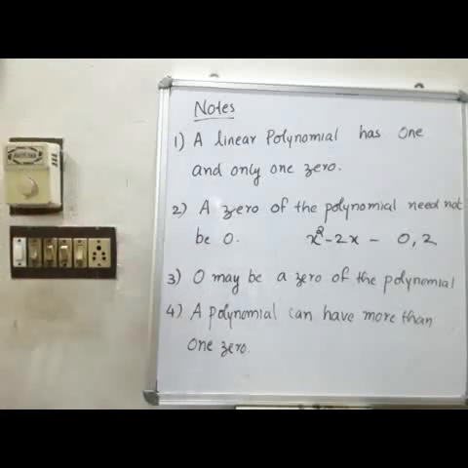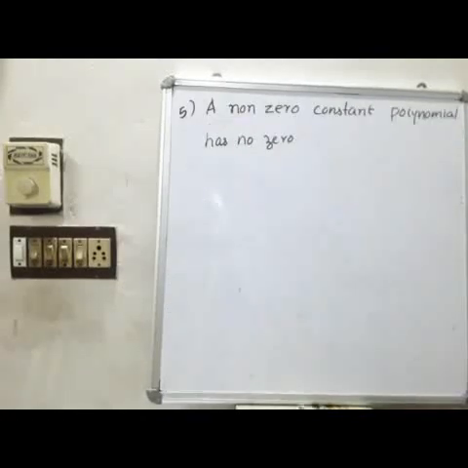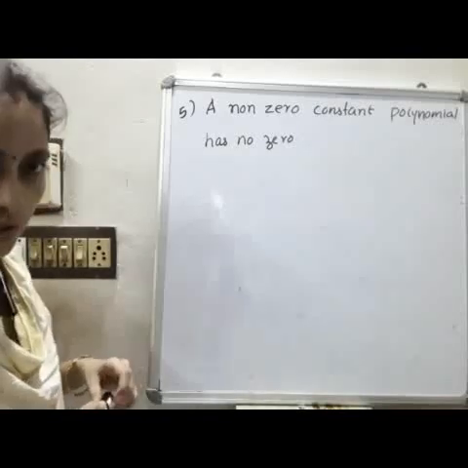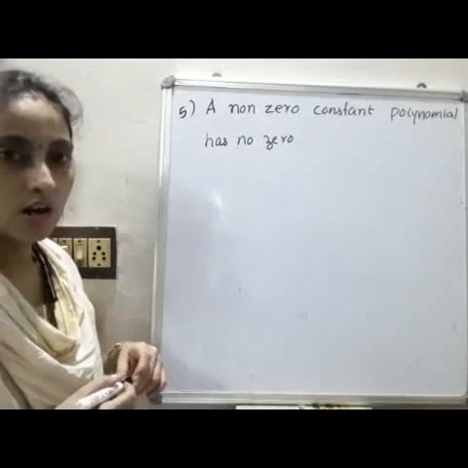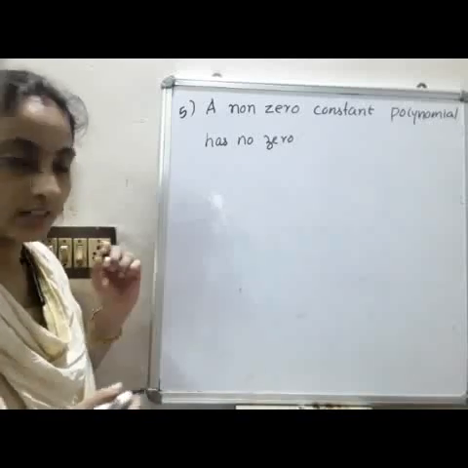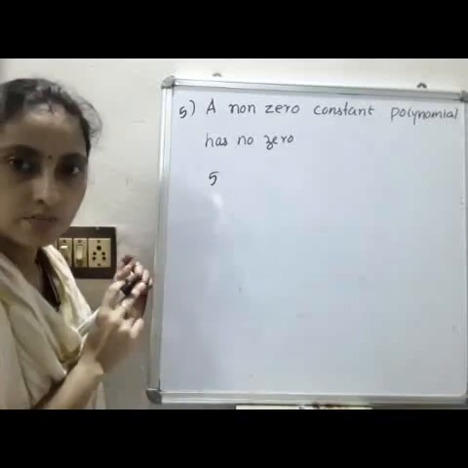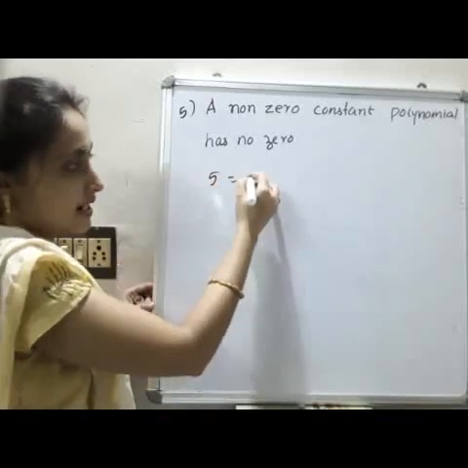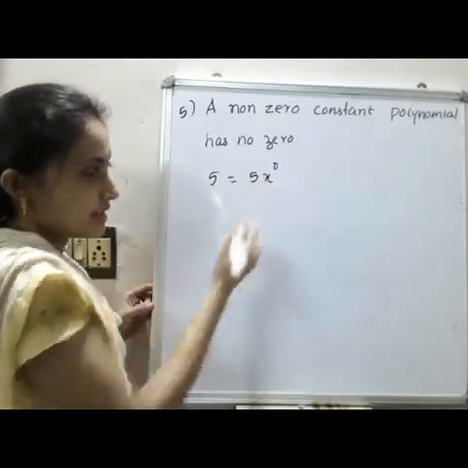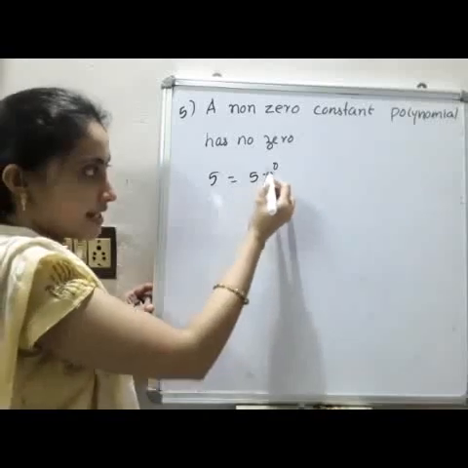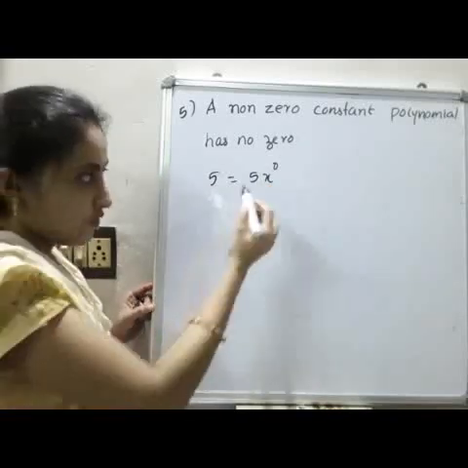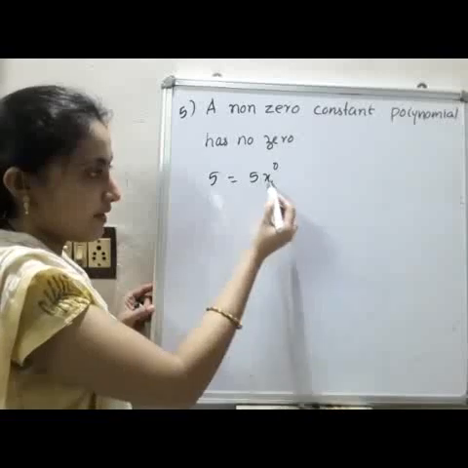So we'll write the next note, number 5. Please write down note number 5: a non-zero constant polynomial has no zero. Non-zero constant polynomial means 0 will not come, another number, so we can take 5. Is 5 a constant polynomial? Yes. So 5 can be written as 5x raised to 0. Why? Because x raised to 0 is 1.